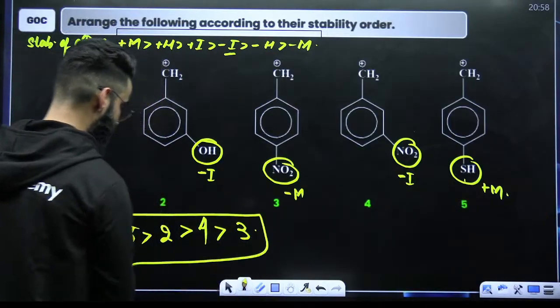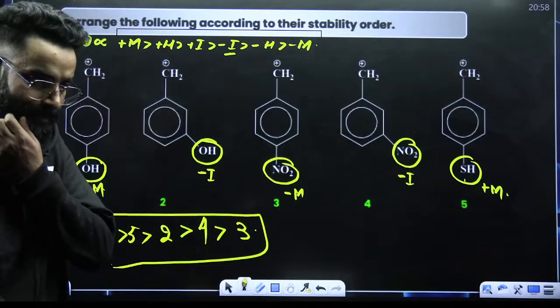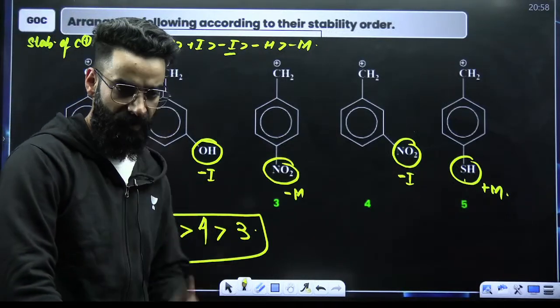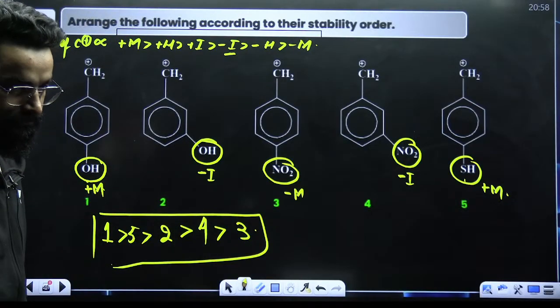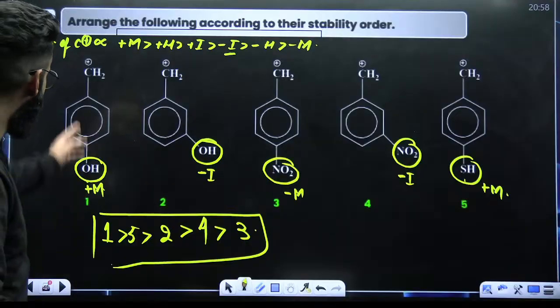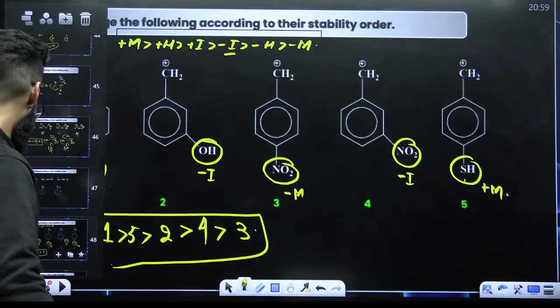So this is going to be the stability order in this particular case, right? 1, 5, 2, 4, 3. 1, 5, 2, 4, 3 is going to be the order of this particular equation. Right, people? Simple, you just have to remember this, and you can solve each and every question based on this. I am moving on.